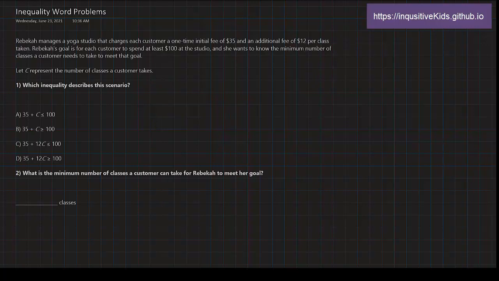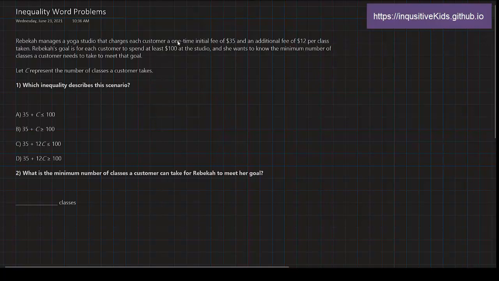Let C represent the number of classes a customer takes. 1. Which inequality describes the scenario? And 2. What is the minimum number of classes a customer can take for Rebekah to meet her goal? So I first want you to pause the video, do the problem, come back, and we'll go through the answer together.